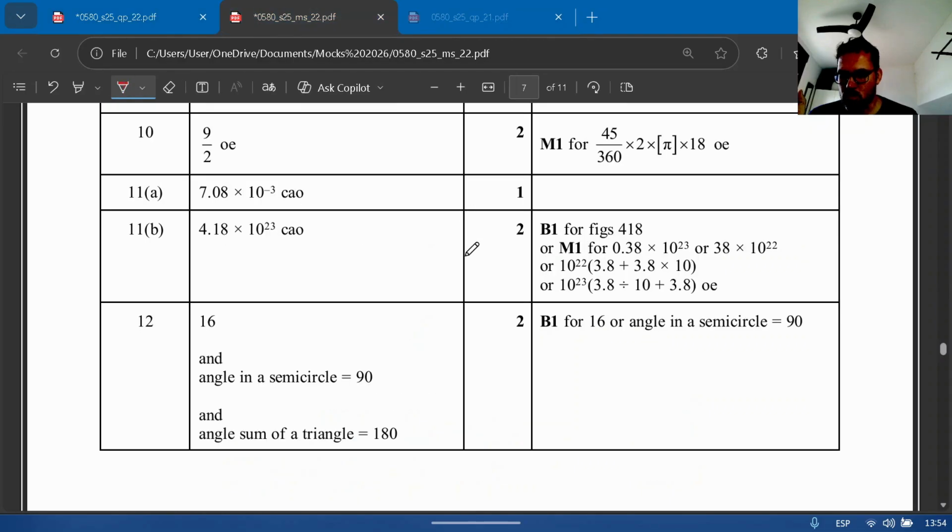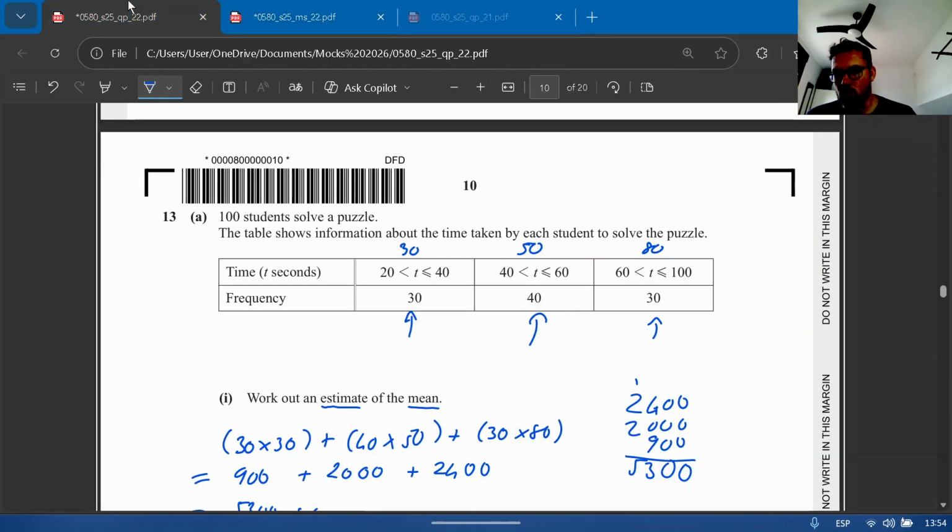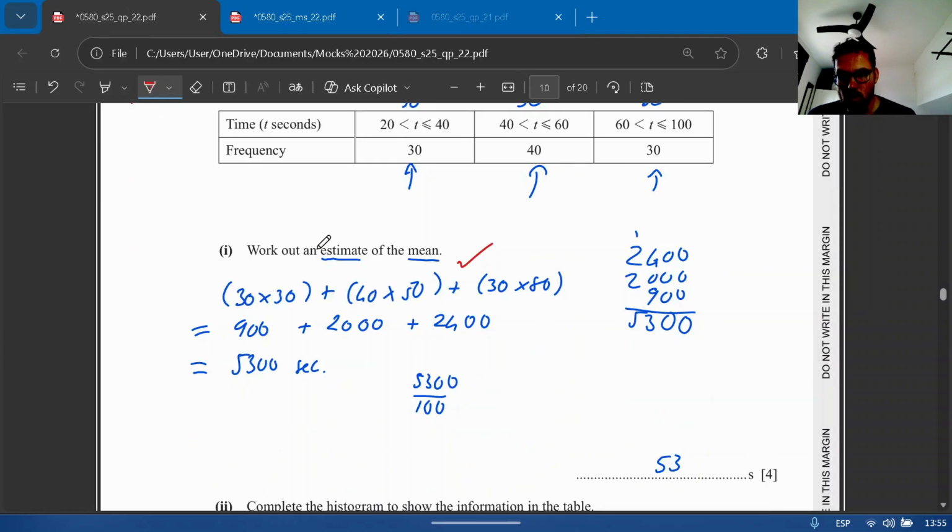Let's check the mark scheme. 53. Alright, one mark for correct midpoints, seen or implied, then for adding them together, dividing by 100. So working out here is important, in case you make a mistake. They give you 1 mark for the correct midpoints, 1 mark for adding them together, 1 mark for dividing your answer by 100, and then for 53, the final answer.